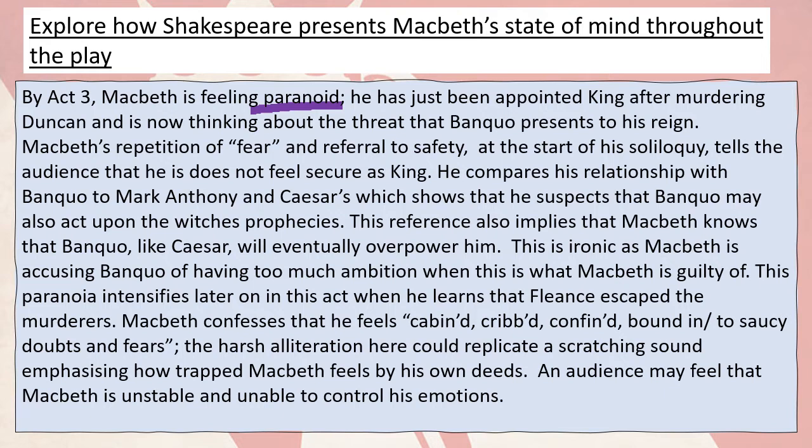He compares his relationship with Banquo to Mark Antony and Caesar's, which shows that he suspects that Banquo may also act upon the witch's prophecies. Again, no changes. This reference also implies that Macbeth knows that Banquo, like Caesar, will eventually overpower him.